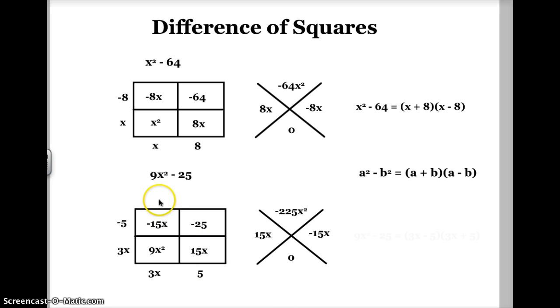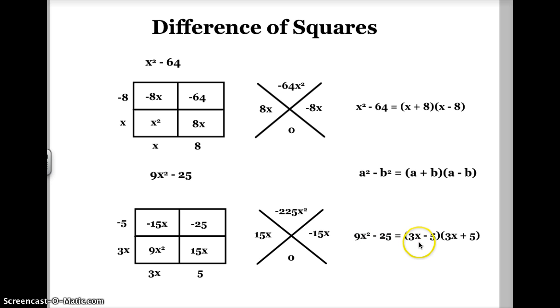So to write this as a product, 9x squared minus 25 is equal to 3x minus 5 times 3x plus 5. Now if I look at this carefully and compare it to my one above, a squared minus b squared, what's the square root of 9? That's 3. What's the square root of x squared? That's x. So the square root of 9x squared is just going to be 3x.